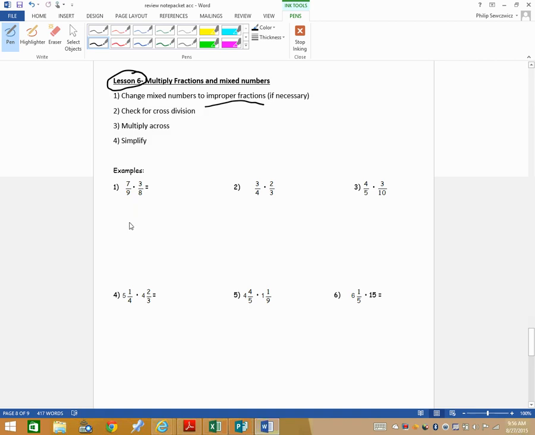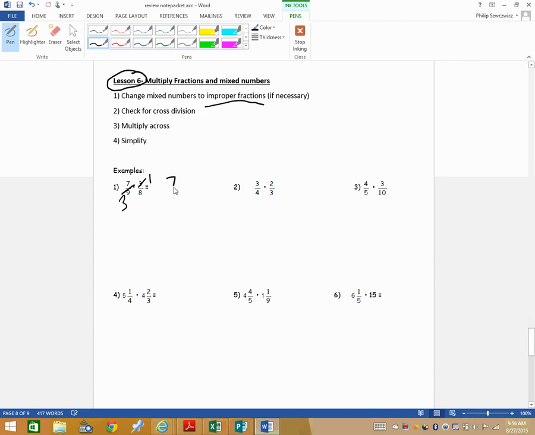Now you might say, what about the number 1? Well, yeah, it's kind of like spinning around. It might be fun, but it's not going to get you anywhere. When we divide by 1, it's not going to change the number. So we're going to be right back where we started from. So who fits into 9 and who fits into 3? Well, 3 does. 3 fits into 9 3 times, and 3 fits into 3 1 time. So now we're ready to multiply across because there is no more cross division. And that's it. We multiply across.